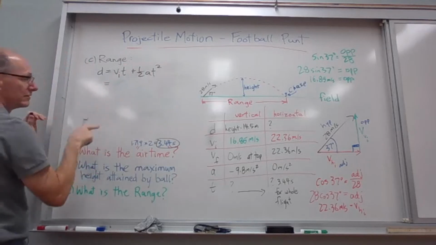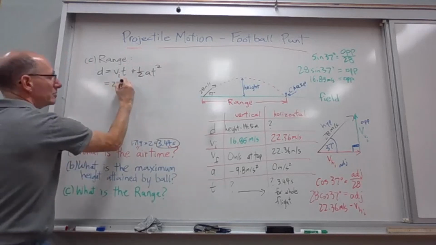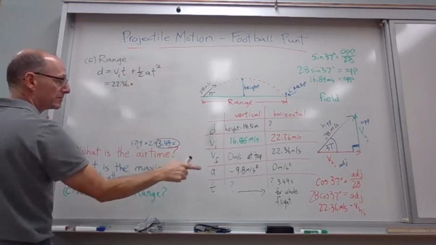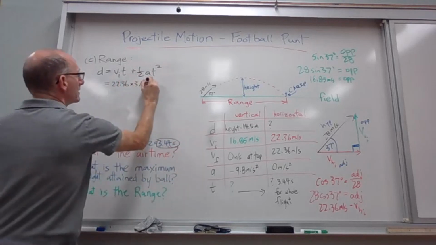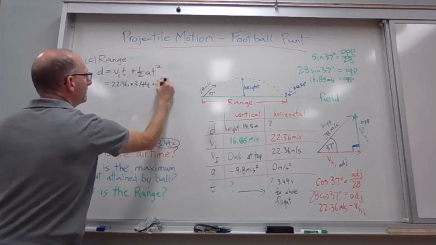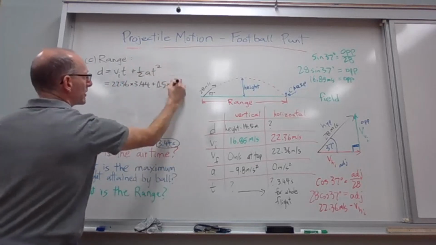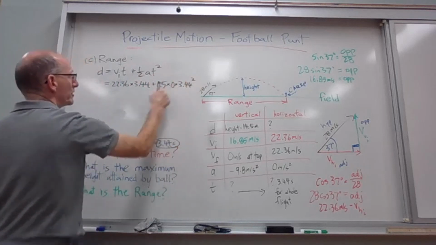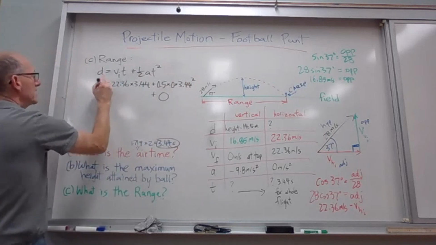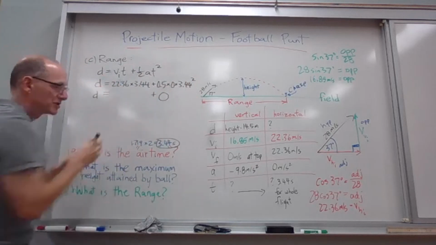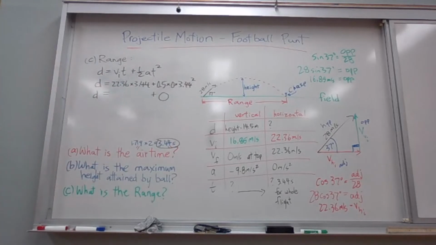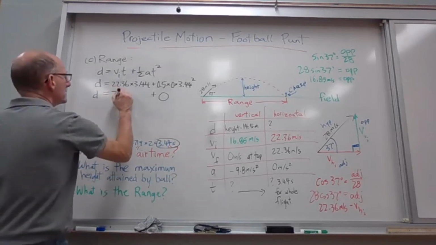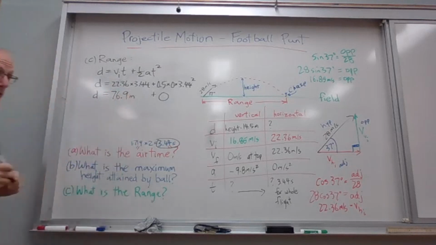So D in the downfield direction is 22.36 times 3.44 plus 1/2, so 0.5. Acceleration in the horizontal direction is 0, and it doesn't matter what it is because this whole term is 0. So the D just turns out to be 22.36 times 3.44, which is 76.9 meters, which is almost the length of a football field.